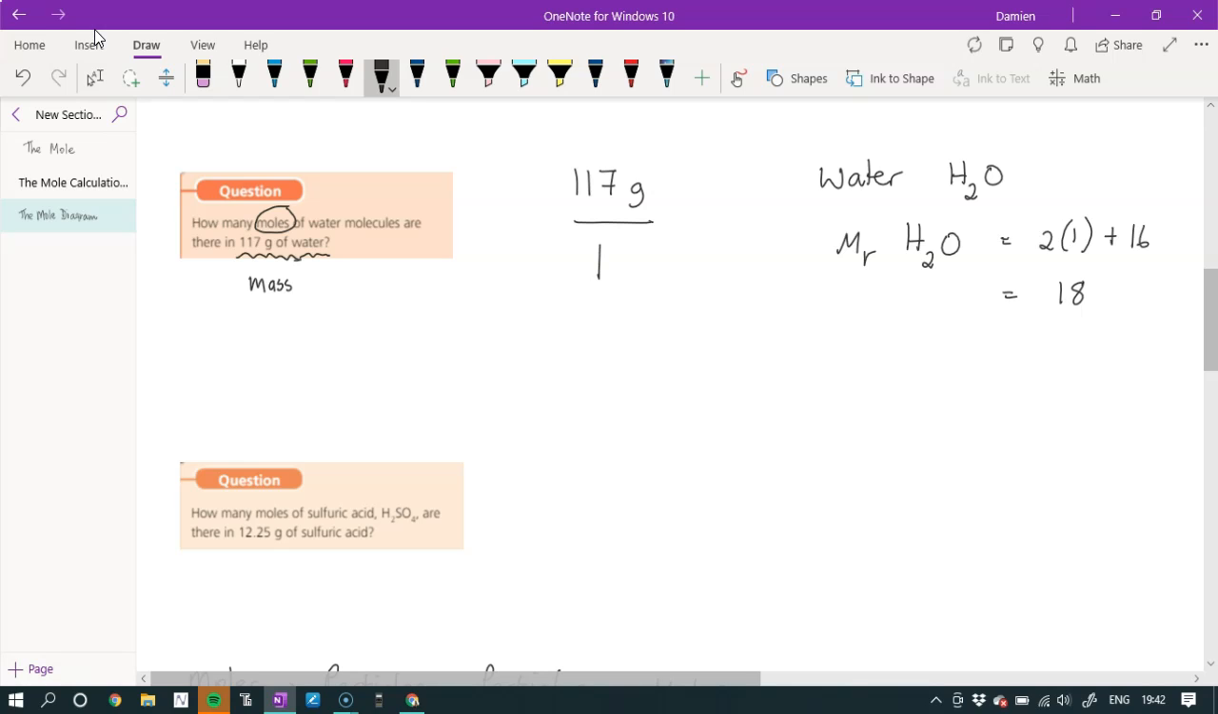So it's 117 divided by 18. 117 divided by 18 is 6.5. So again, the answer here is 6.5 moles. So identify what you have and where you need to be, and then use the diagram to figure it out. Let's try another one.